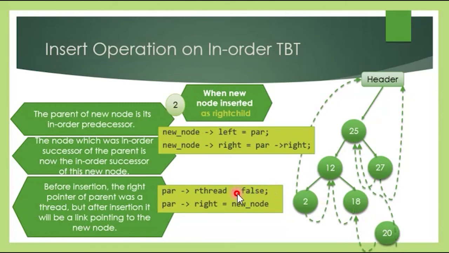So that's why, as the right child address is present, our thread is going to become false, and now we are going to update the link from the right of the parent to the new node. So in this way we have created a link from the parent node to its child node. Hence we have inserted the node as a right child.